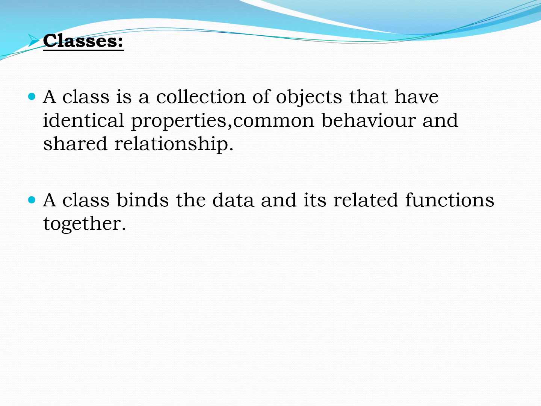Firstly, we are going to see what a class is. A class is a collection of objects that have identical properties, common behavior and shared relationships. Once again, I repeat: a class is a collection of objects that have identical properties, common behavior and shared relationships. And once a class is defined, n number of objects of the class can be created.